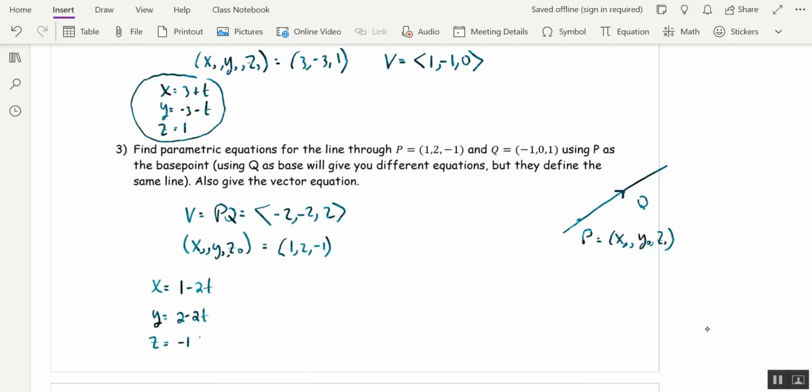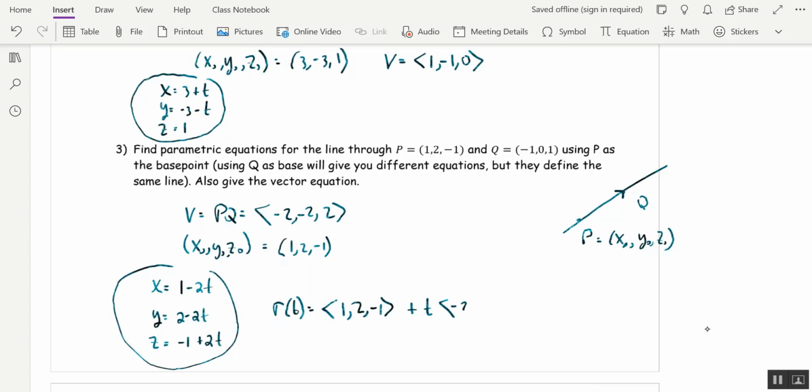equal -1 plus 2t. Now, as a vector equation, this is just an alternate way to write it. We would write pointy brackets and put p in the pointy brackets. So 1, 2, -1, and then t times the direction vector, -2, -2, 2. So some of your homework questions want vector form and some want parametric equation form.